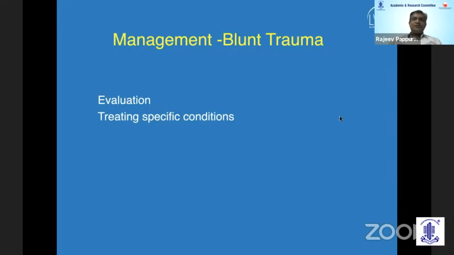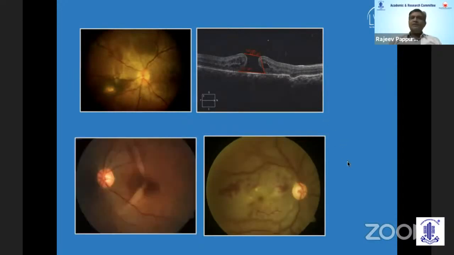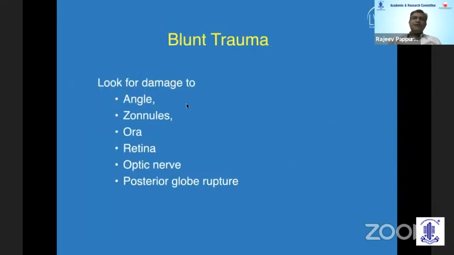In blunt injury, we need to evaluate and treat the specific conditions. You don't have to do scleral tear repairs in these patients. In blunt injury, you may see conditions like a macular hole, or Berlin's edema, or sometimes a choroidal rupture. You need to look at all the structures in the eye, even though there is no tear. Look at the angle for angle recession, look at the zonules for what's happening to the lens, look at the ora for a dialysis, and look at the retina for choroidal ruptures, subretinal hemorrhages, optic nerve avulsions and posterior globe rupture.